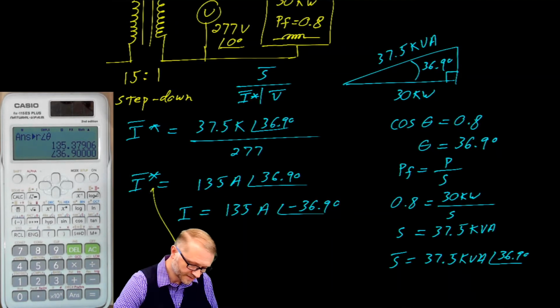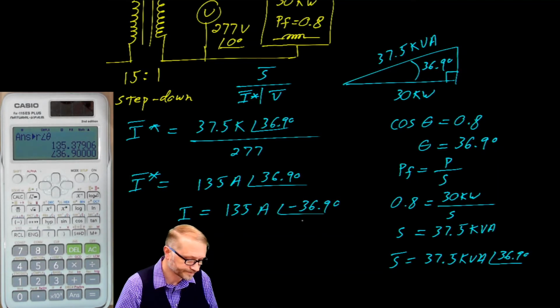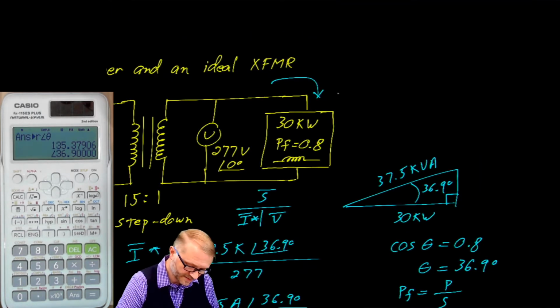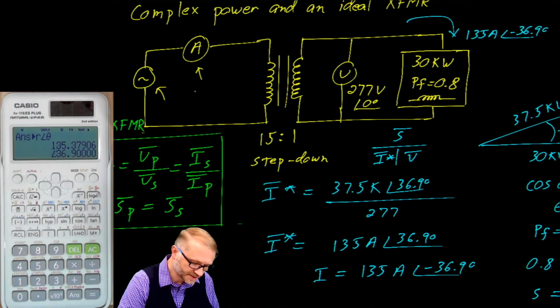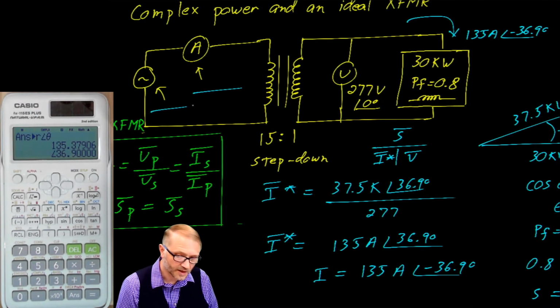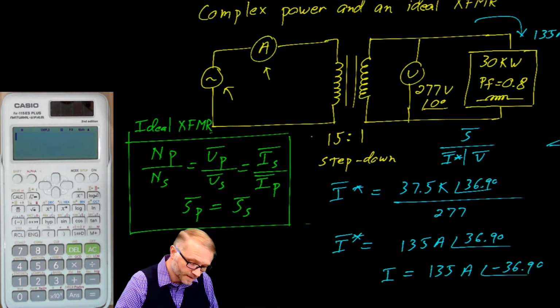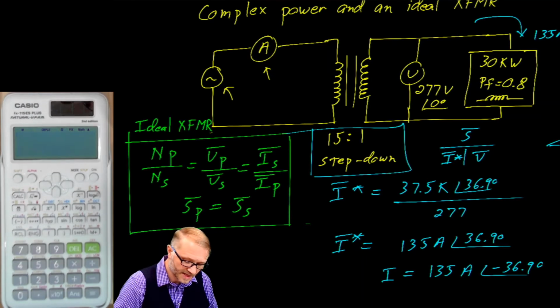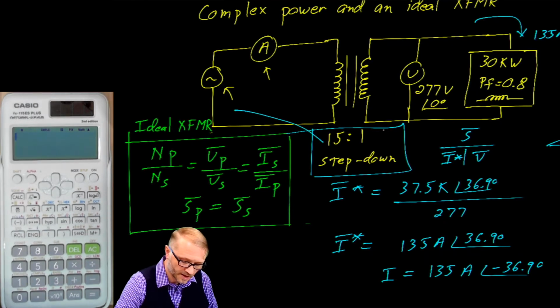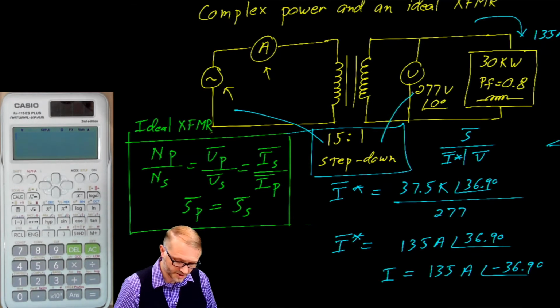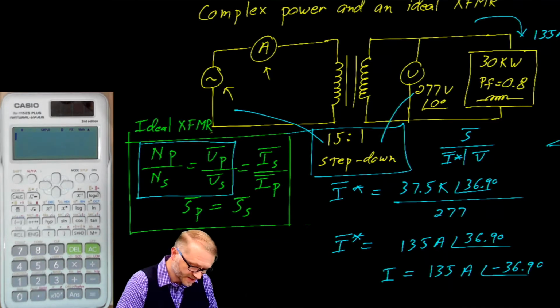Once again, do not forget that complex conjugate piece. You must remove it or your angles will come out wrong. So that's what we have here. This current is 135 amps at a phase angle of negative 36.9 degrees. And what we want is this current here and this voltage. This is a step-down transformer, which means the voltage here is stepped down to give you this voltage. That's another way of saying this piece right here.